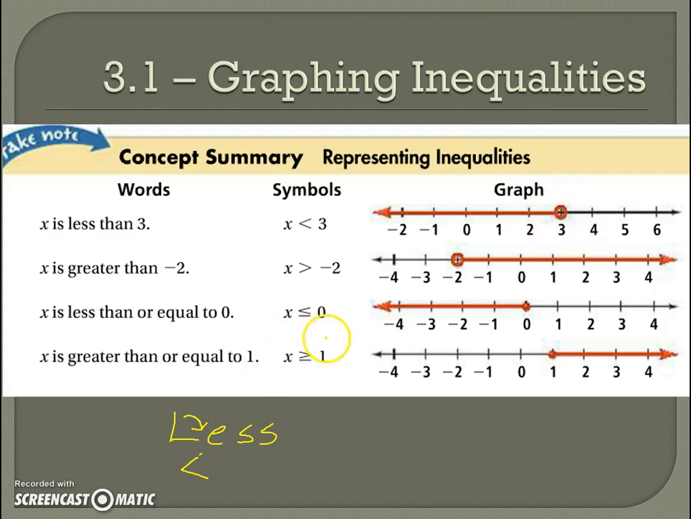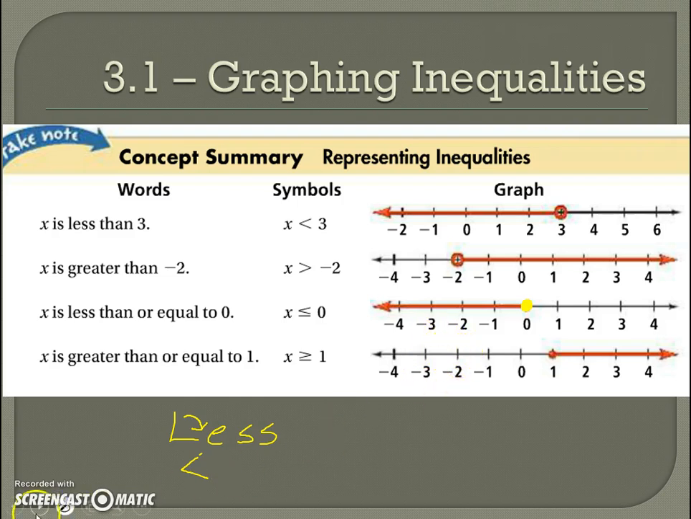You come down here, and if it's less than or equal to, then it means it does include that value. So right here, the 0 is a filled-in circle. It's kind of hard to see there, at least for me, it's not super clear that it's filled in, so I'll go ahead and fill it in a little bit more. So here, this means 0 and all the numbers that are less than that.